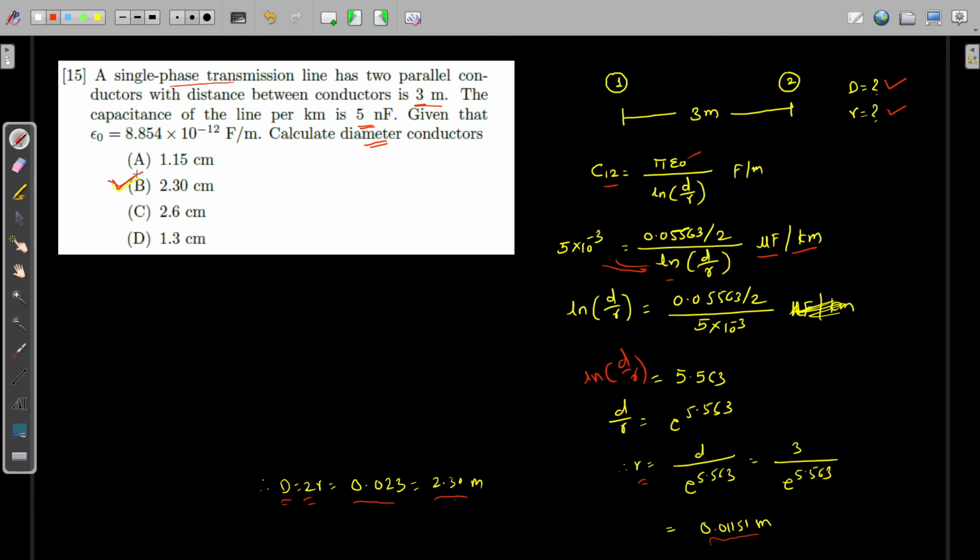Okay, so 2.3 centimeter, rather it is not a meter, it is a centimeter. We have converted this value. With this we are at the end of the first video.